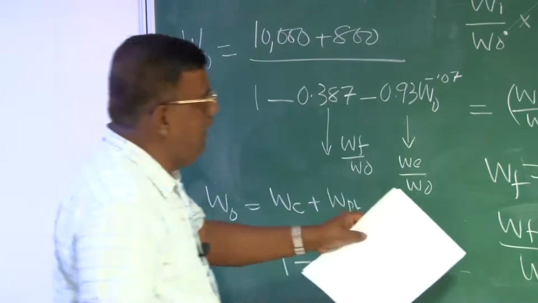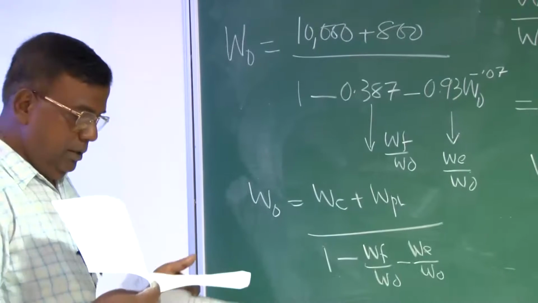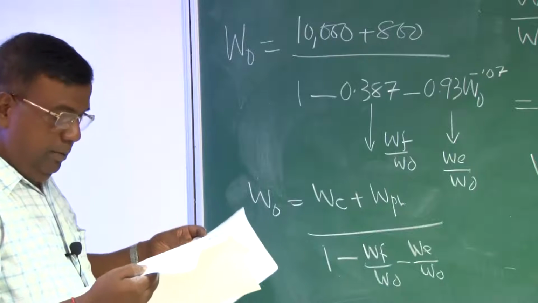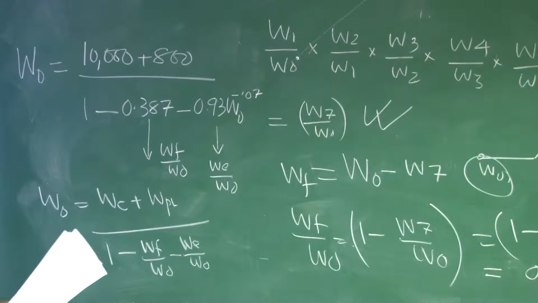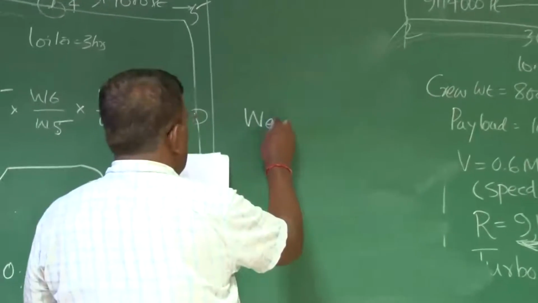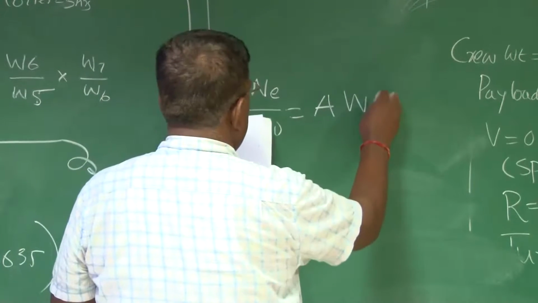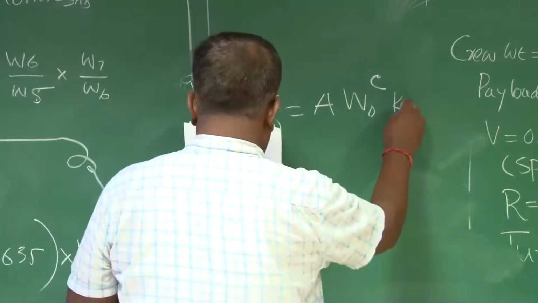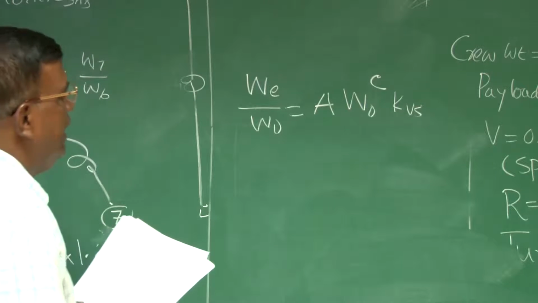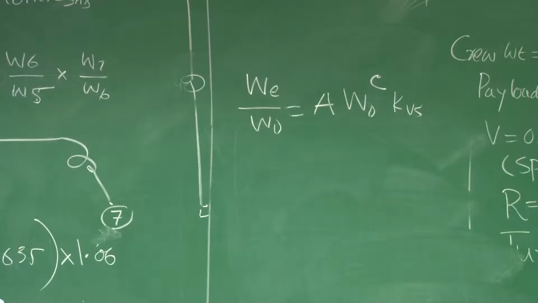So WF by W0 is here, and WE by W0 I have already explained to you in the initial stage. And if you have forgotten, let me see how best I can help. If you relook into my lecture on empty weight estimation, there we have given the expression for WE by W0 based on statistical data. Again, it is from Raymer's book. It was this, KVS. Of course, this we have taken as 1. It may vary depending upon the material, composites or any other material, but we are taking 1 here.